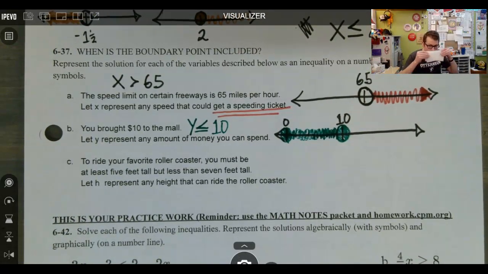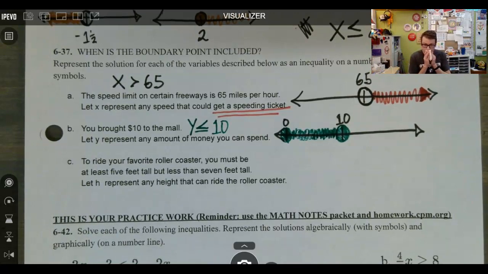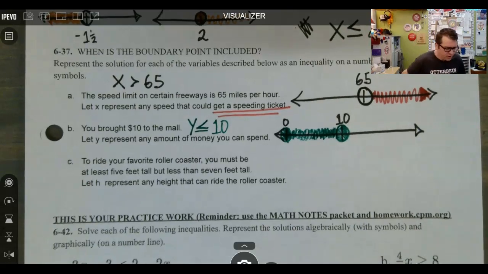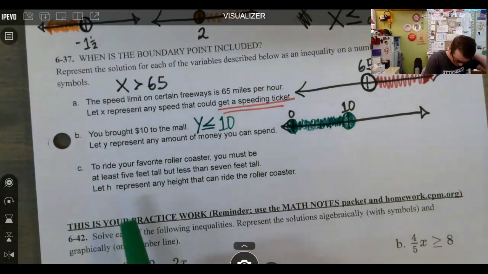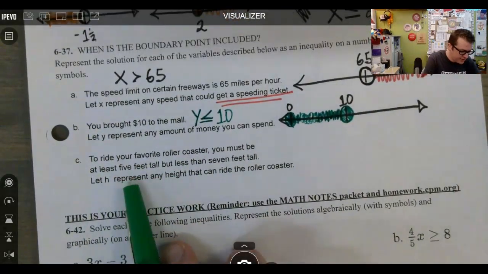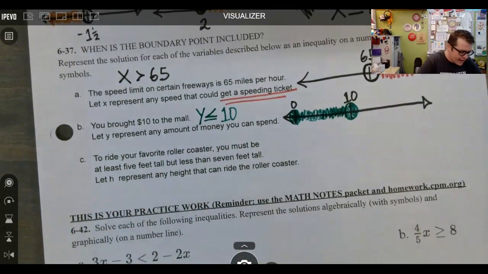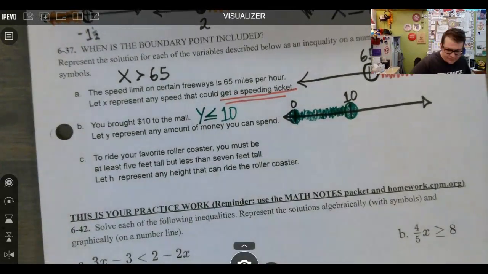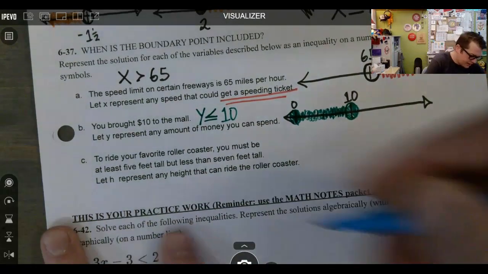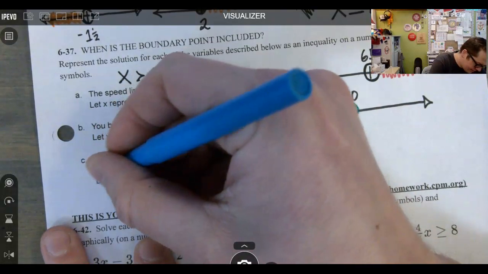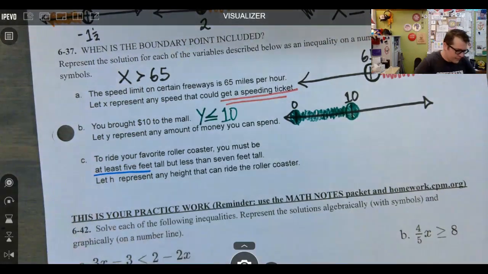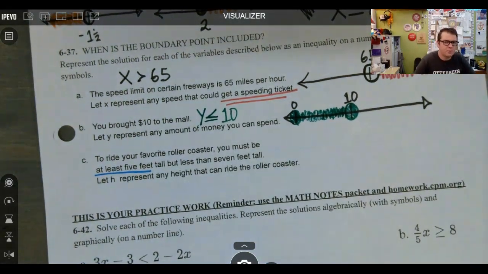Read part C. Ooh, this one gets tough. To ride your favorite roller coaster, you must be at least 5 feet tall, but less than 7 feet tall. So at least 5 feet, this is where these statements get a little tricky. So 5 feet serves as your minimum there.